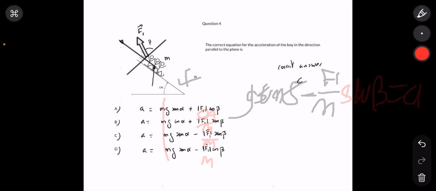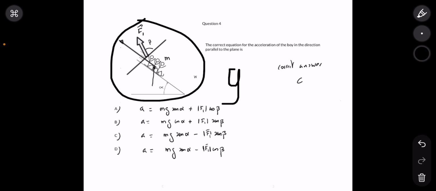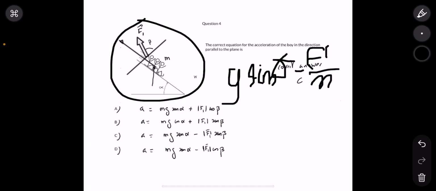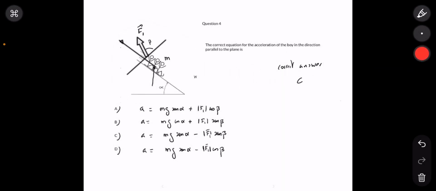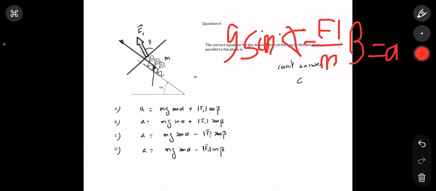So let me rewrite the answer that we got, after we applied all the original forces that we wrote in here. This is how it would look. Minus F1 over M. Let me write it in a different color. So we go here: minus F1 over M beta equals A. Right, so this is the equation, and the one that's exactly like it is going to be C.